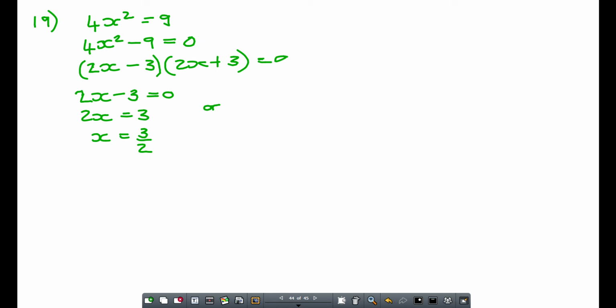Okay. In the second bracket, you keep it as a fraction. Don't write decimals. In the second bracket, 2x plus 3, make that equal to 0. So again, we take the 3 over. Now it's just going to be minus 3. So x will be negative 3 over 2. Okay, are you guys good?